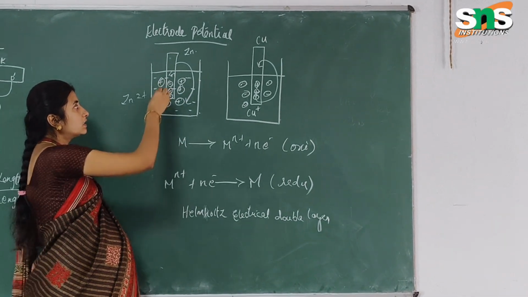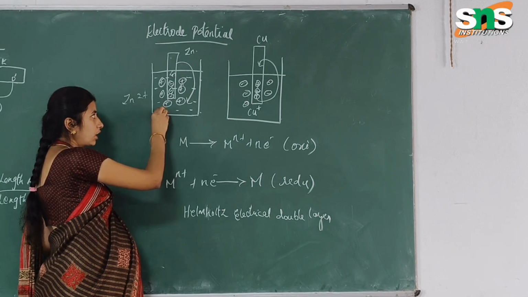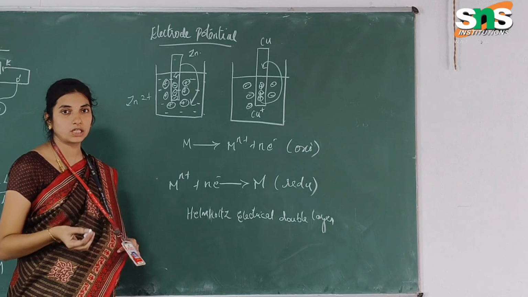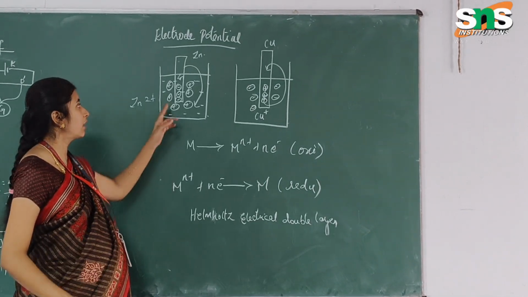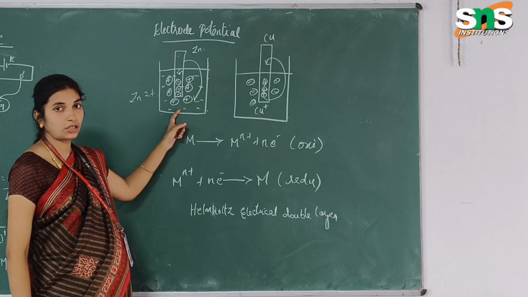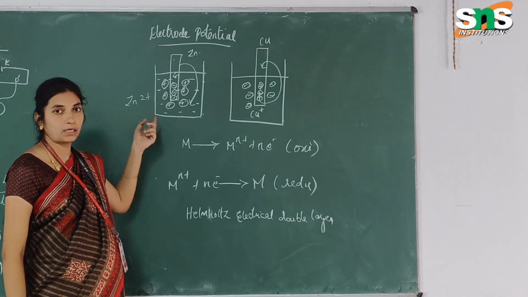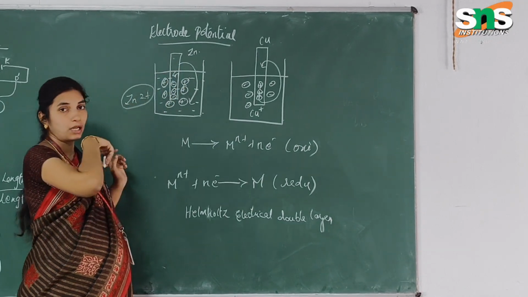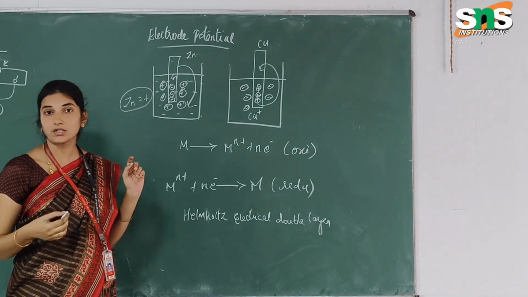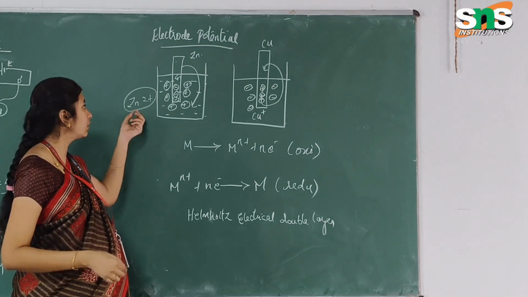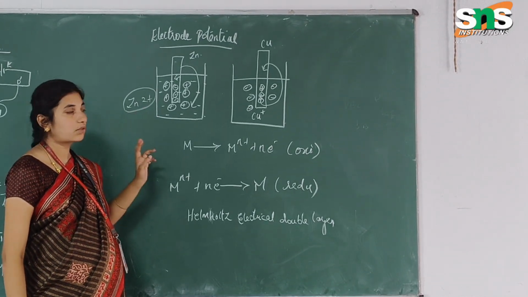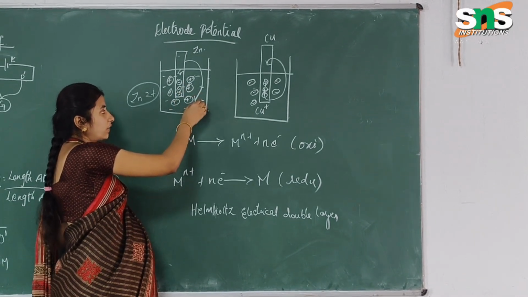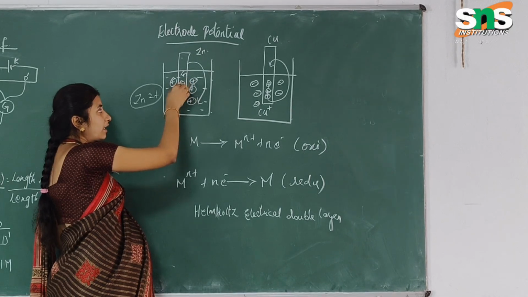When a zinc rod is dipped in zinc sulfate solution, electrons are released, because zinc is capable of losing electrons. On losing electrons, the zinc metal goes into the solution and forms Zn2+ ions. So Zn as a metal changes into a metal ion with the loss of two electrons, and the electrode, having lost electrons, attains a negative charge.